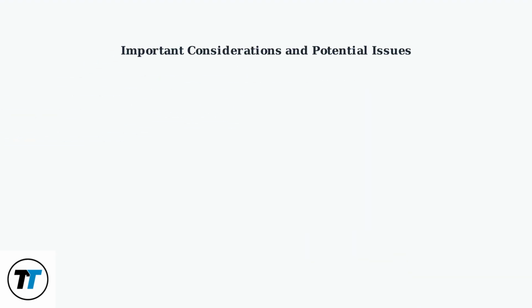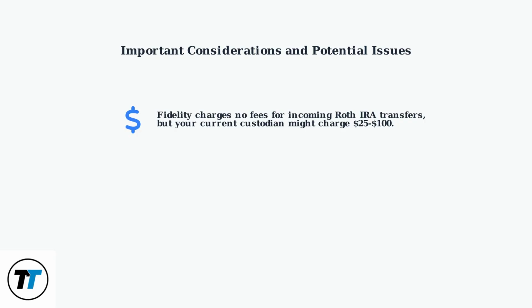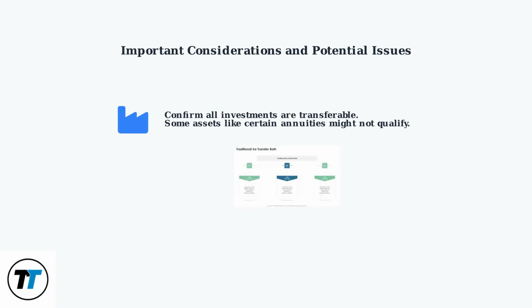When transferring your Roth IRA to Fidelity, there are several important considerations and potential issues to keep in mind to ensure a smooth process. First, Fidelity doesn't charge any fees for incoming Roth IRA transfers, making it an attractive option. However, your current custodian might charge a fee, typically between $25 and $100, so check with them beforehand. Second, always confirm that all your investments are transferable. While most stocks and bonds qualify, some assets like certain annuities might not be eligible for direct transfer to Fidelity.